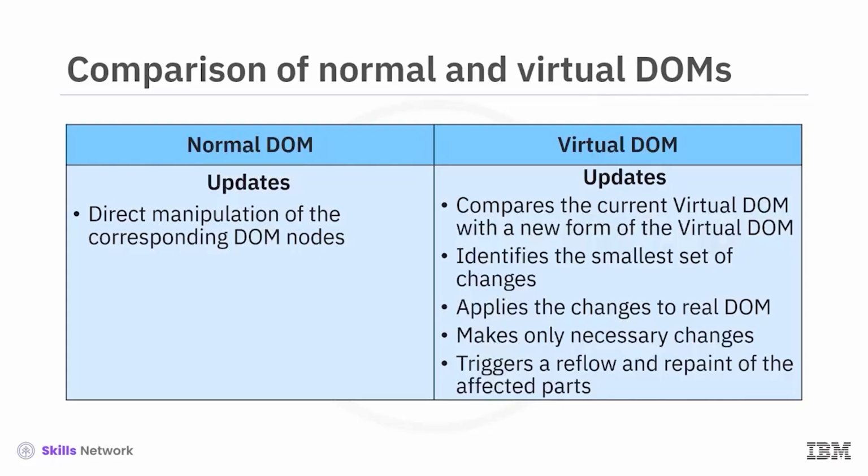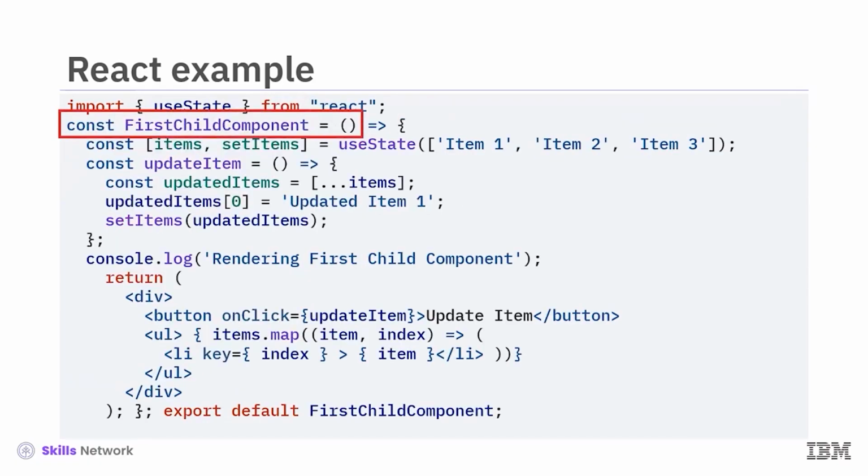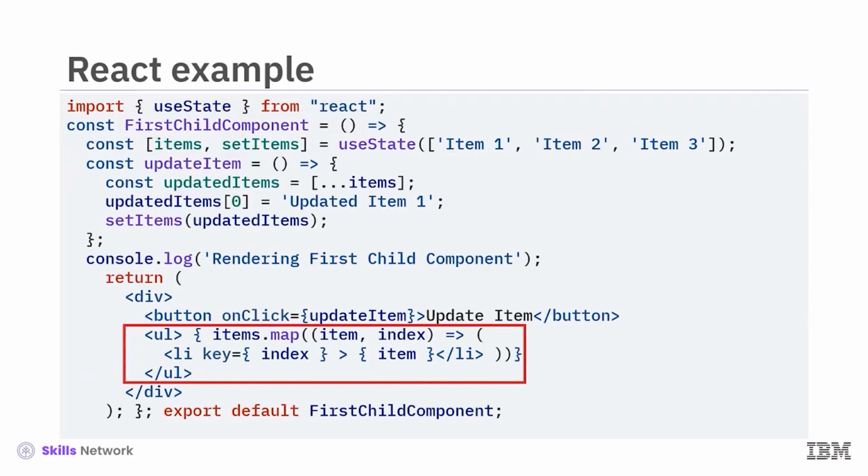Let's create a simple React example with two components, a parent component, app.jsx, a first child component, and a second child component. The first child component renders a list of items, and the parent component updates only one item without re-rendering the entire list. But it will also make sure that the second child component will not re-render again.